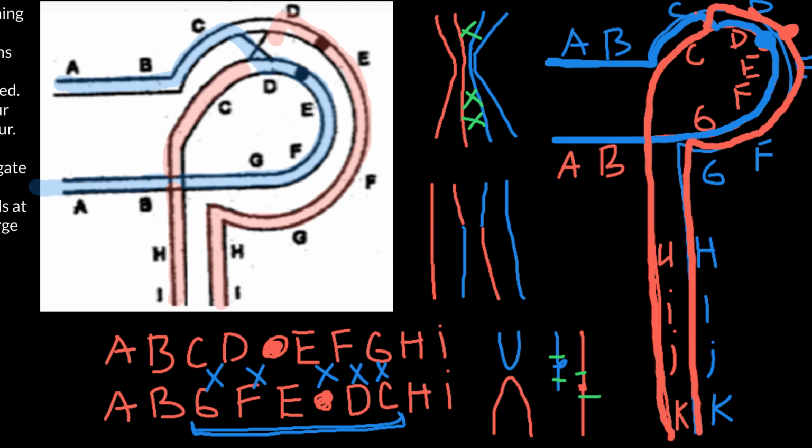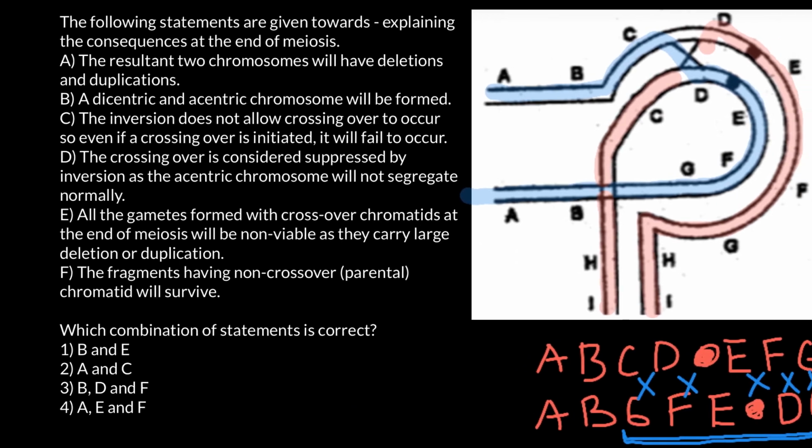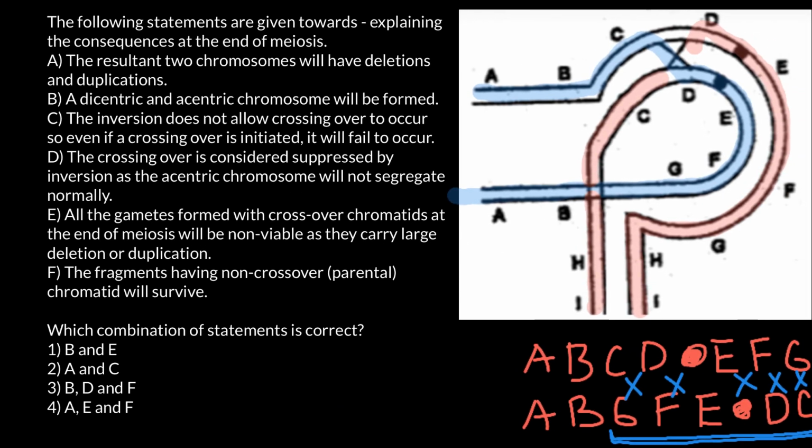So now let's return to our problem and try to answer the questions. Variant A, the resultant 2 chromosomes will have deletions and duplications, and this is a correct statement. So this is true. We would have duplications of the same arms, and at the same time such a chromosome would miss one arm.